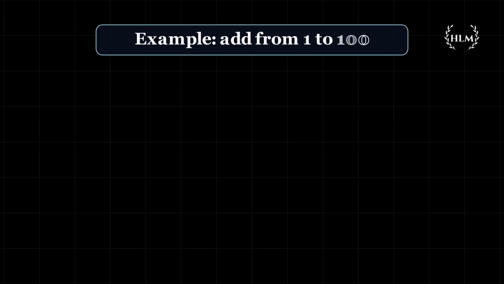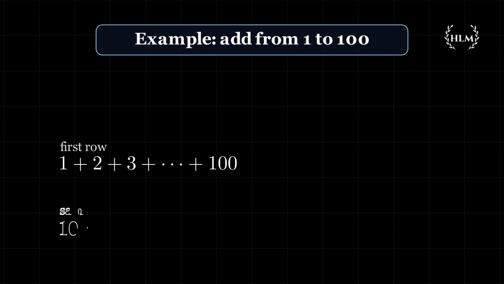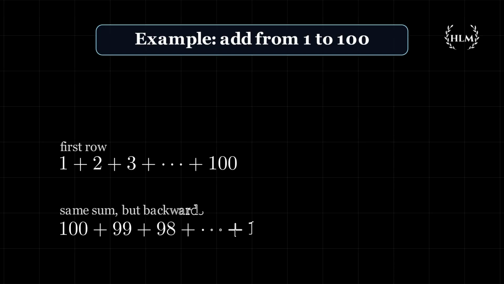So we have in the first row 1 plus 2 plus 3 plus all the way to plus 100. And what you do is just add 1 to 100 again and write it out in the second row. In the second row though, you want to go backwards. So you want to start at 100. So 100 plus 99 plus 98 plus all the way to 1.